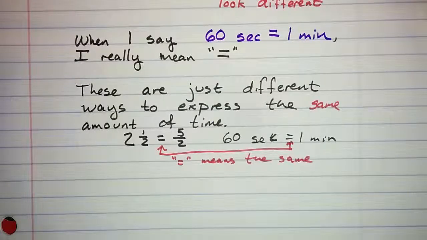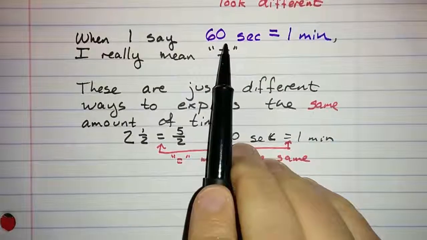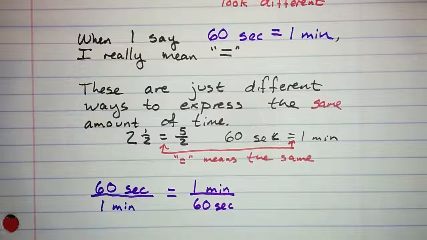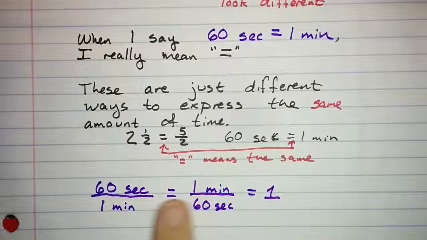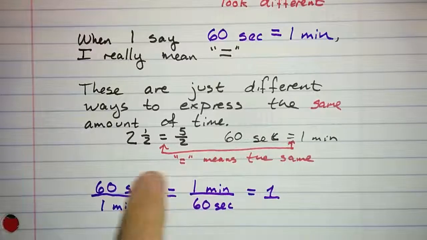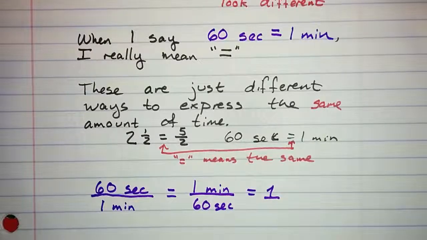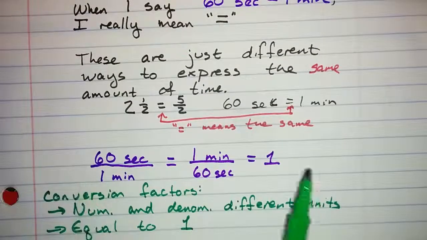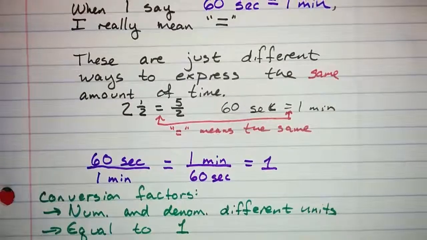That means that if a fraction has 60 seconds in the numerator and 1 minute in the denominator, or 1 minute in the numerator and 60 seconds in the denominator, that fraction is equal to 1. These fractions, where the numerator and denominator are in different units, but the fraction itself is equal to 1, are called conversion factors. And we're going to make use of these conversion factors in order to convert from one unit of measure to another. Let's see how that works.